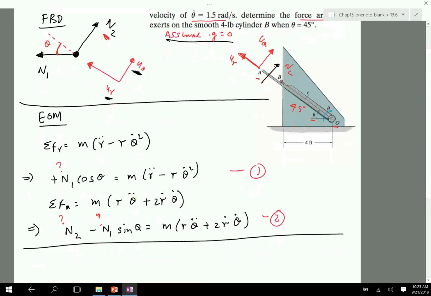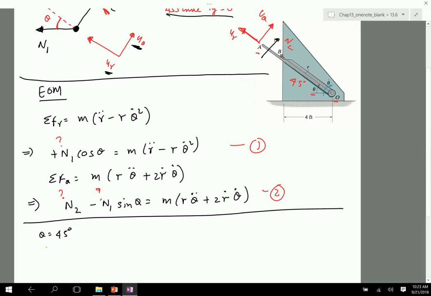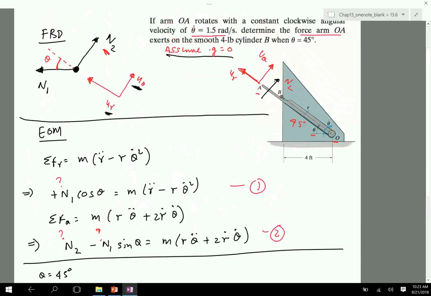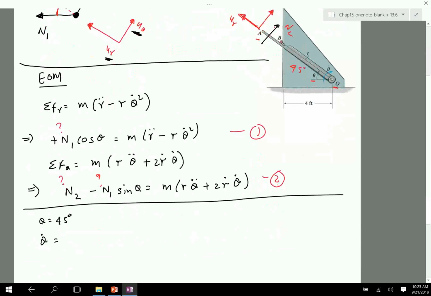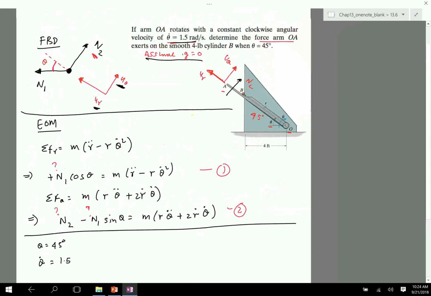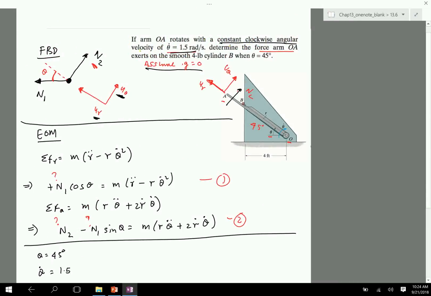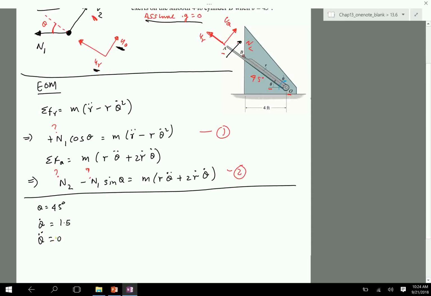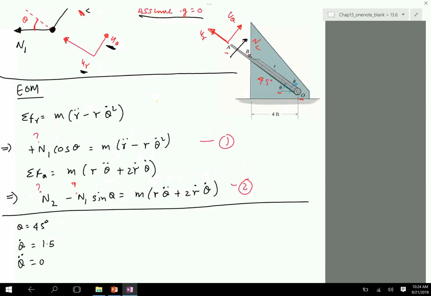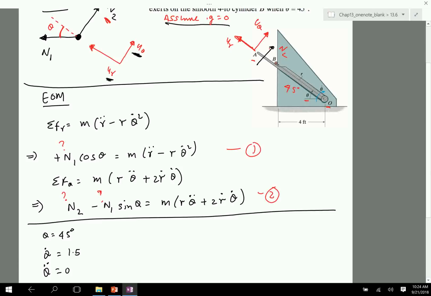Okay, so what's given? We're given theta is 45 degrees. We're given that theta dot equals 1.5. And you're also told a constant clockwise angular velocity, which implies that theta double dot, or acceleration, is 0. Okay, so that's theta. Now, how can I find r dot and r double dot? I've not been given a formula for r in the problem formulation. How can I find r? What's r?